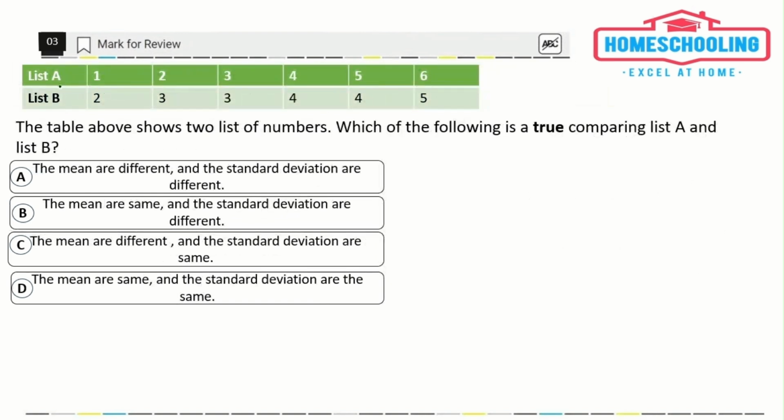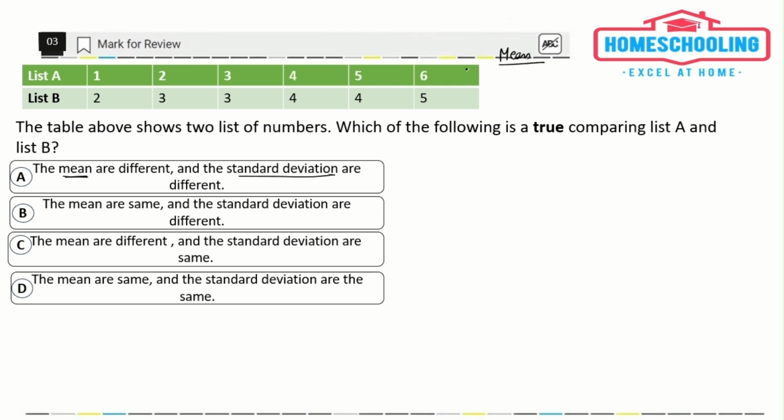In this question, we are given list A and B. Two lists are given. Which of the following is true comparing list A and list B? Let's see what is given in the options. Option A says that the means are different and standard deviations are different. So here we have to find two things, mean and standard deviation. Let's find out the mean first.